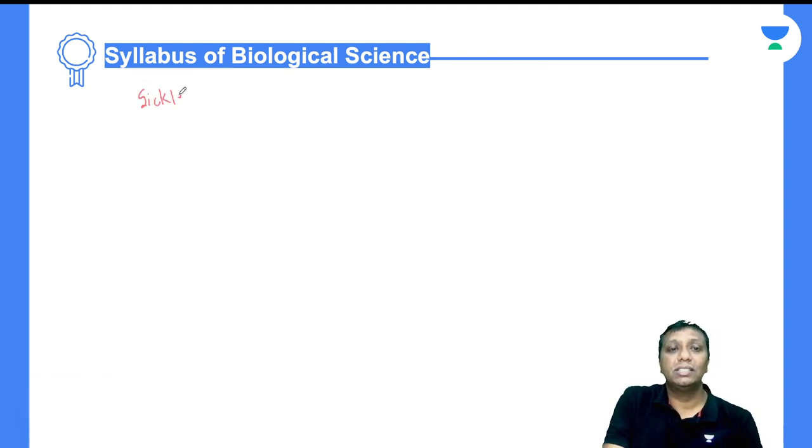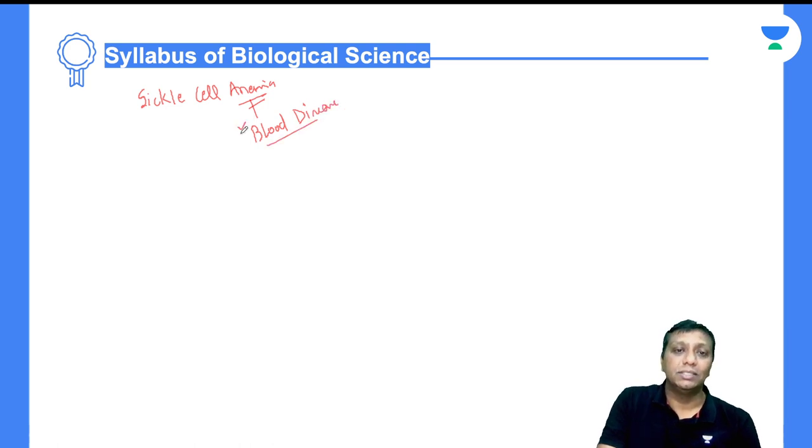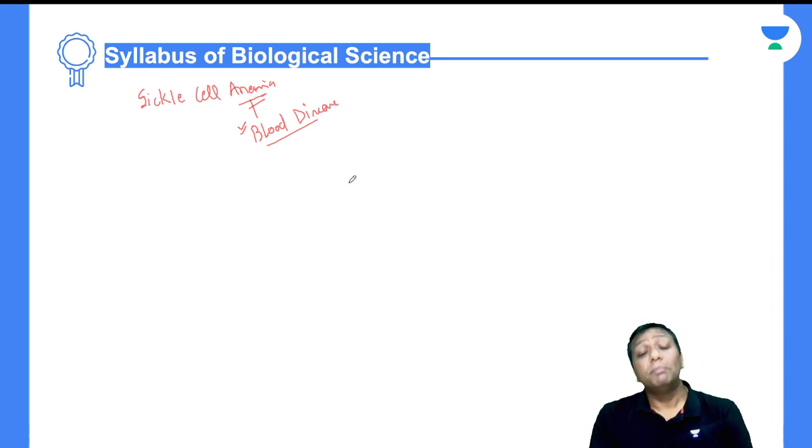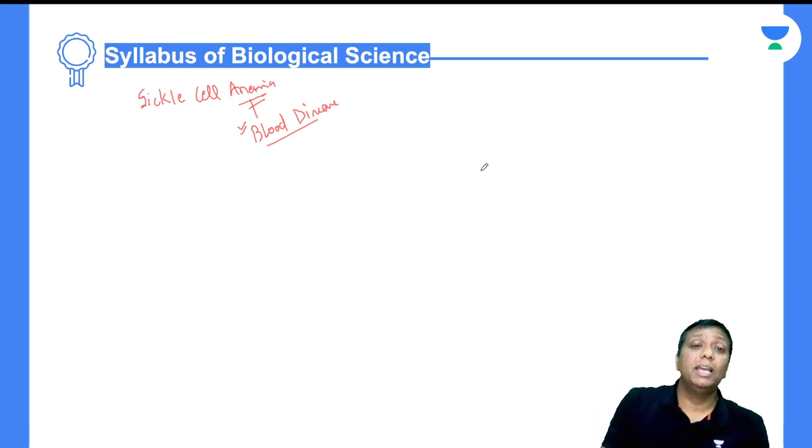Just listen, guys, sickle cell anemia. Whenever a term is anemia, remember, it is a blood disease. You can guess very easily that anemia is a kind of blood disease. But there are different types of anemia, around 8 to 10 types: megaloblastic anemia, aplastic anemia, sickle cell anemia. Many types of anemias are there, and the one I will explain is sickle cell anemia.